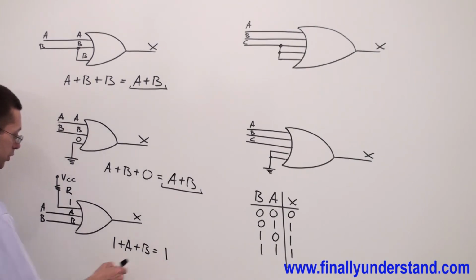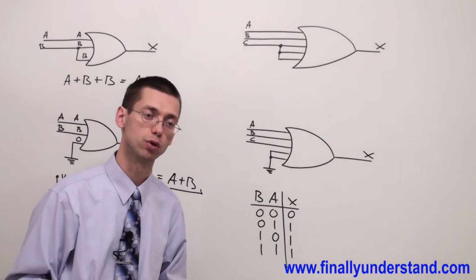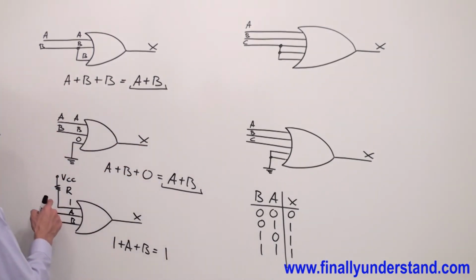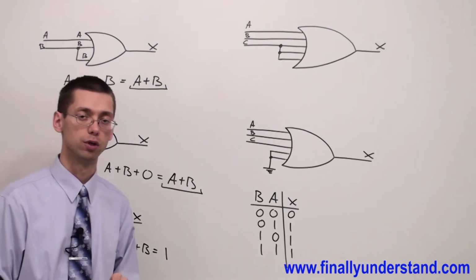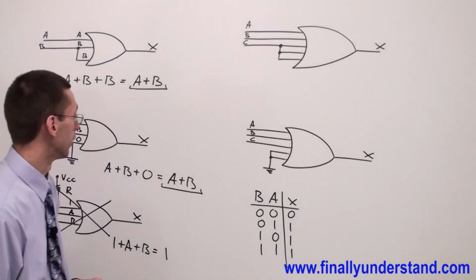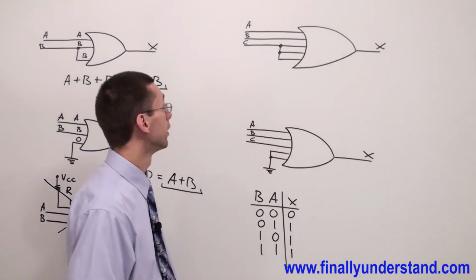1 is not logic expression for two input OR gate. That's why this circuit is incorrect. This circuit doesn't represent two input OR gate. Now, let's look at these two examples.